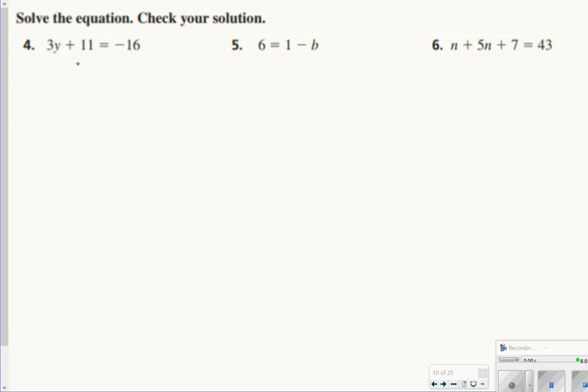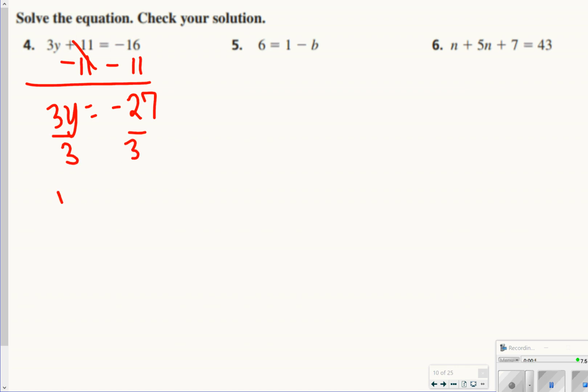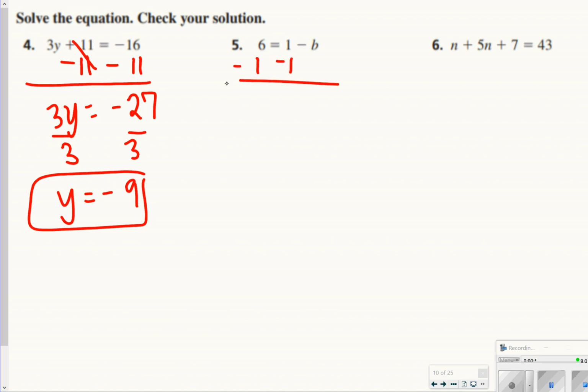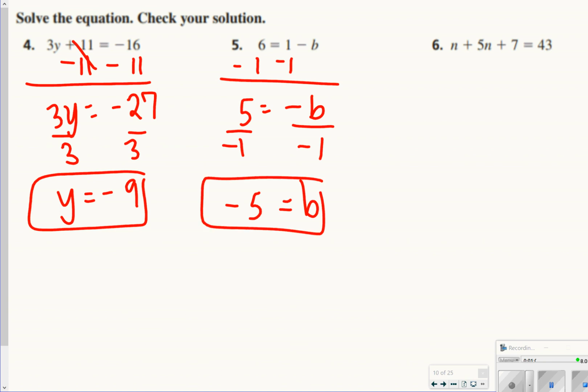For number 4, these are two-step equations, so I'm going to subtract 11 first. I get 3y is equal to negative 27, and when I divide both sides by 3, I get y is equal to negative 9. For number 5, I subtract 1 from both sides, so I get 5 is equal to negative b, and then I'm going to divide both sides by negative 1 to get b not negative, so b is actually equal to negative 5 for number 5.